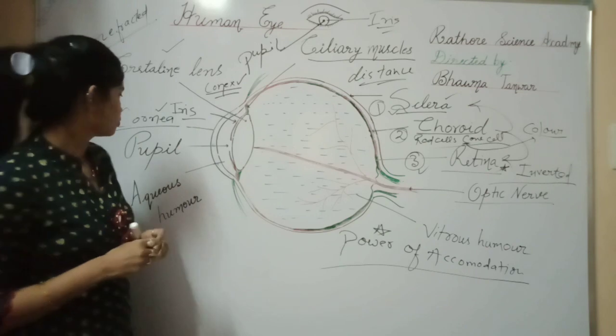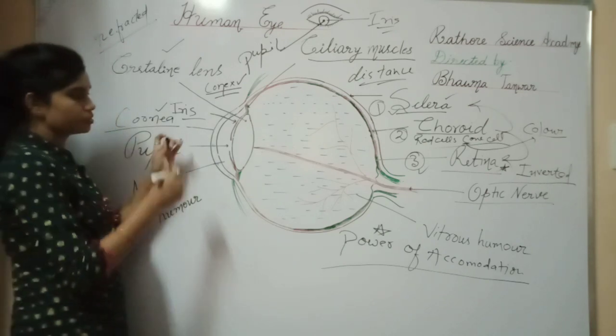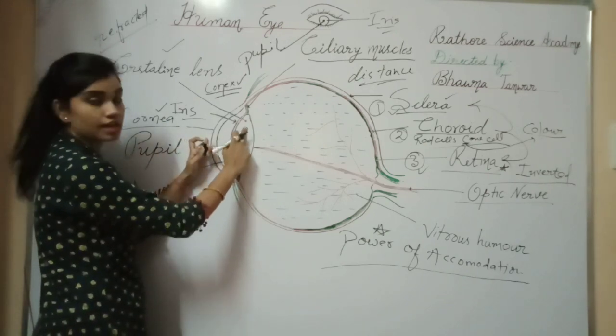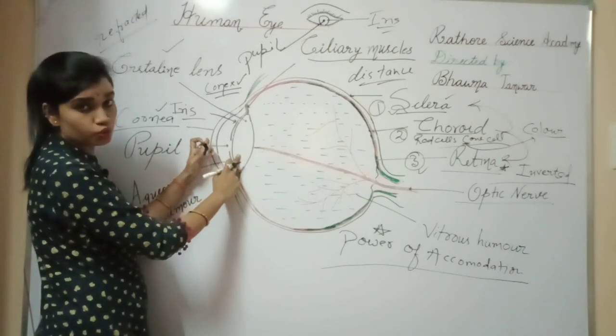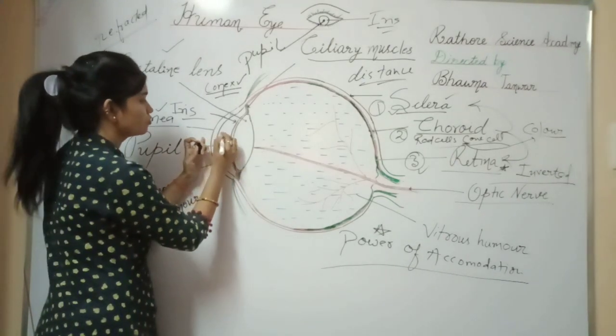Another thing, if you look here, in between the cornea and the eye lens, some fluid is present.